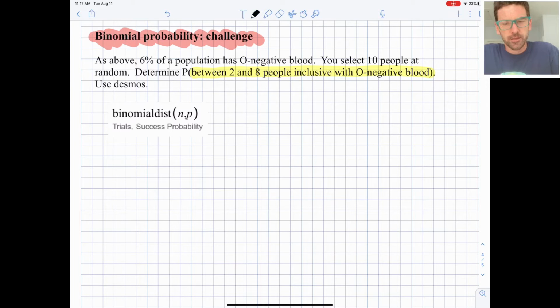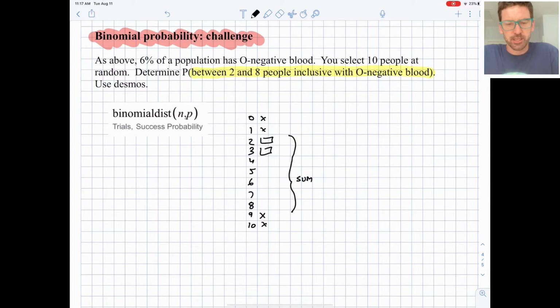So we could think about all the possible numbers of people that have O negative blood. And in this particular case, we don't care about getting 0 or 1 people with O negative blood, or 9 or 10 people with O negative blood. We're wondering what basically the sum of these probabilities would be. Okay, so if we could find each of these probabilities and then add them up, we would get our final answer. Okay, but we're going to use Desmos to do that.